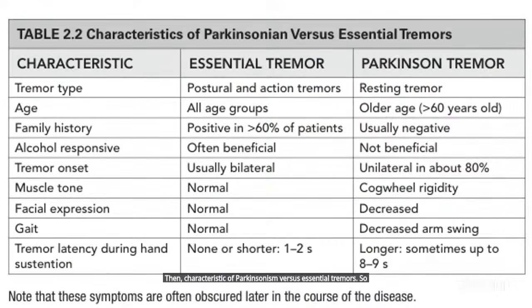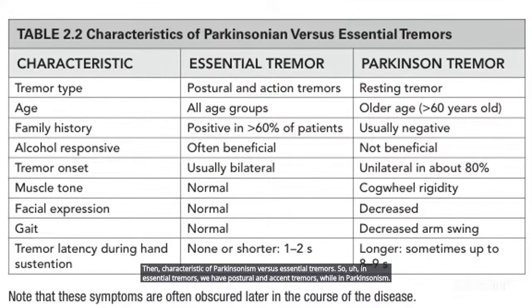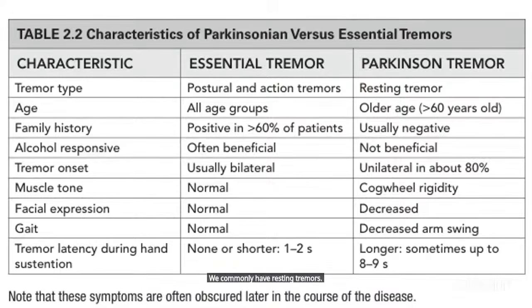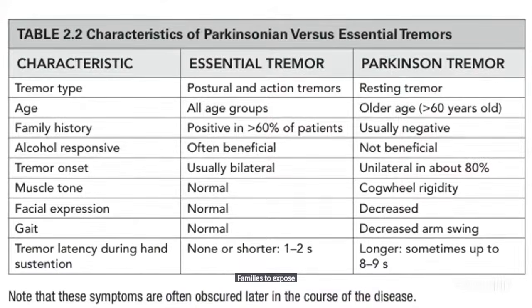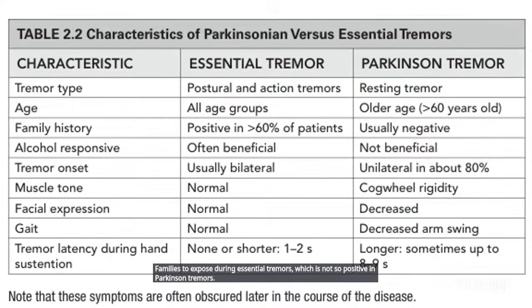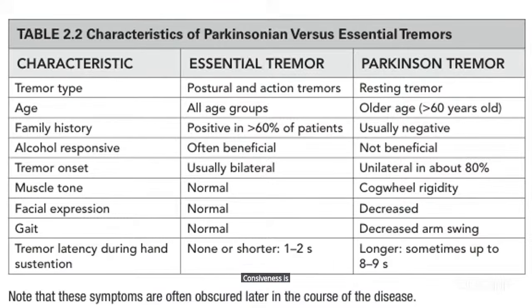So in essential tremors, we have postural and action tremors, while in Parkinsonism, we commonly have resting tremors. Essential tremors affect all age groups, while Parkinson tremors are mostly seen in older age, that is more than 60 years. Family history is positive in essential tremors, which is not so positive in Parkinson tremors. Alcohol responsiveness is seen in essential tremors, but it is not seen in Parkinson tremors.